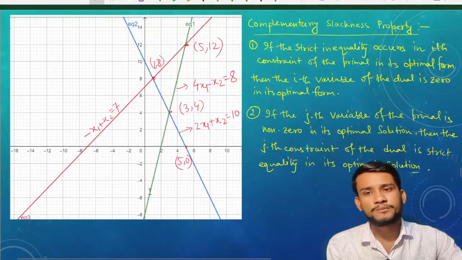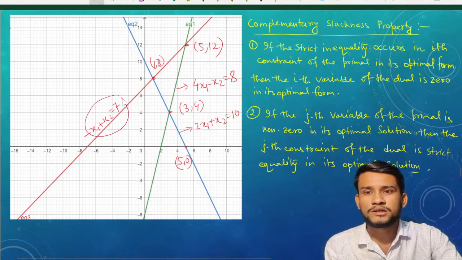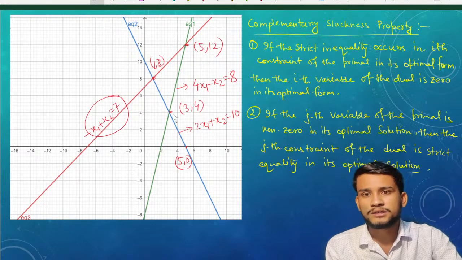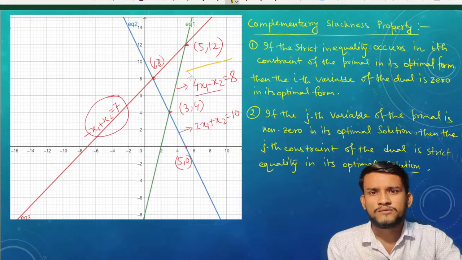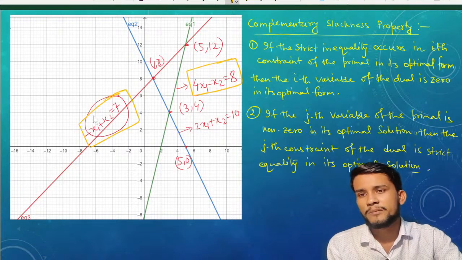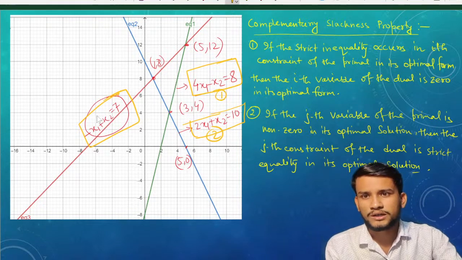So this is the graph of the primal problem. This is one equation, 4x1 minus x2 equal to 8. This is the second equation, minus x1 plus x2 equal to 7, and this is the third equation. Sorry, this is the second equation, equation 2, equation 1, and equation 3.